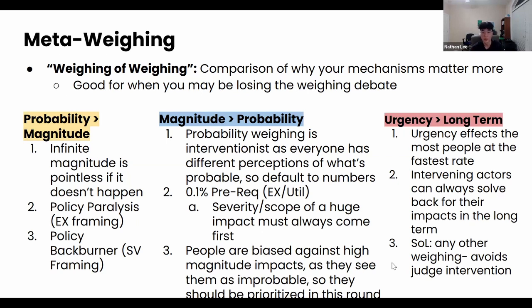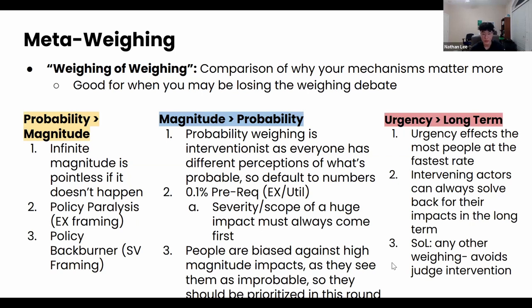Okay, second is if you're on the magnitude side. You'd say that probability weighing is interventionist because everybody has a different opinion of what's actually probable, right? Everybody has different political views, and unfortunately, no judge is actually a tabula rasa judge, and in the end, some people may have different biases. But what you can't be biased about is numbers, which is inherently probably the first weighing mechanism you learn in debate anyway, so that's an argument to be made there.